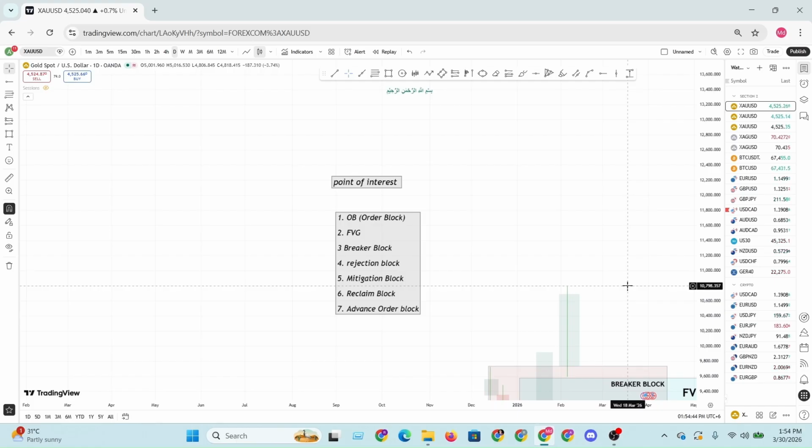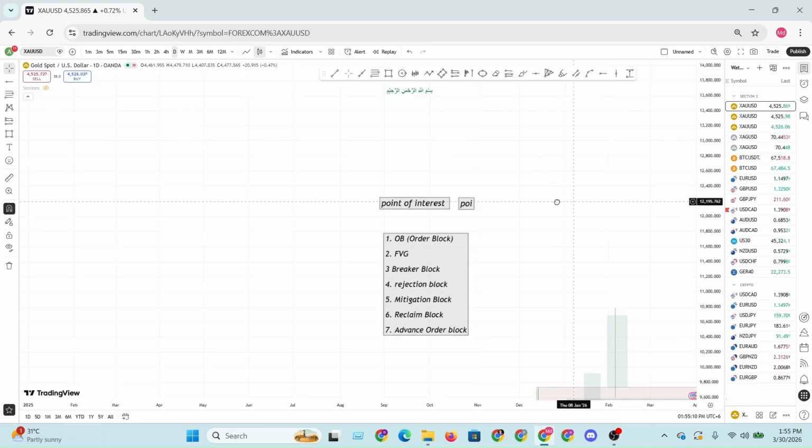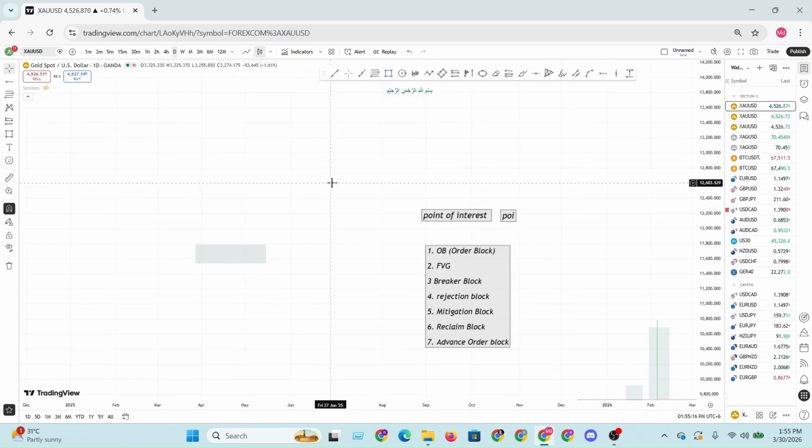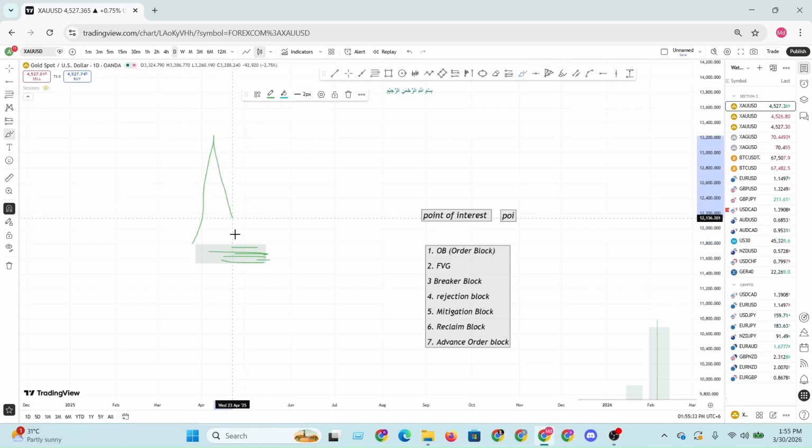So guys, let's start. POI is a level or zone where market big players put their orders. Big players push their orders in these levels. The market moves and comes to this level, takes these orders, and moves. So POIs are important.